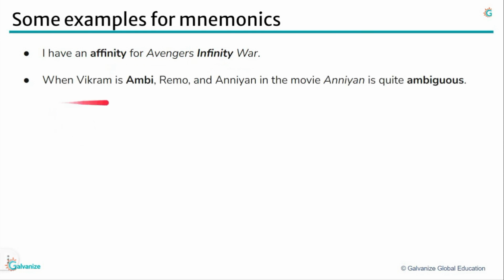Now, this is a very specific example. Some of you might not understand what this is. If you remember the movie Anniyan, or Aparichithudu, I don't know what it was called in Hindi. But in this movie, you have three characters that are played by Vikram. These are his three personalities, and he keeps switching, and that is the fun of the movie. But it's never quite clear when he's going to switch, right? So it's not very clear when Vikram is Ambi, Remo, and Anniyan in the movie, right? So this is one way in which you can remember the word ambiguous. Note how the letters A and BI are also part of the name of the character Ambi. So this is a way of remembering the word ambiguous.